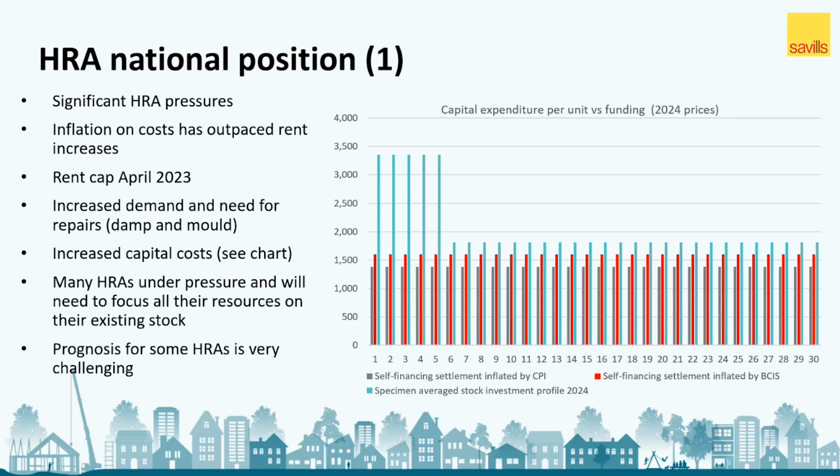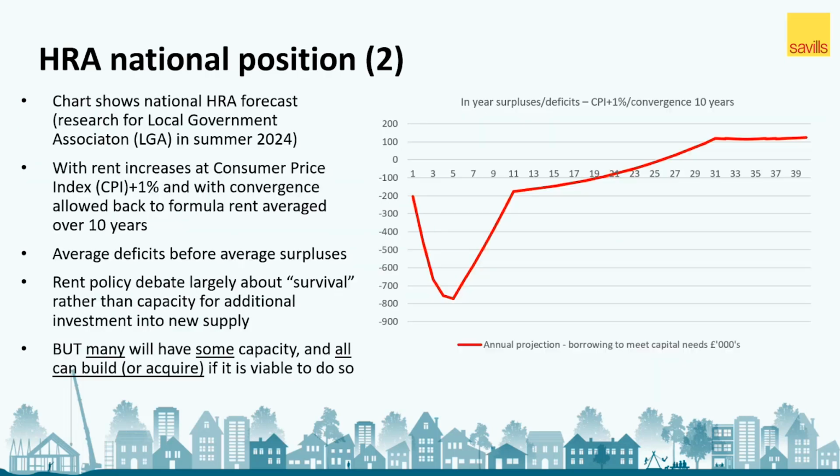And just to note that, notwithstanding authorities 1 and 2 in our examples, the prognosis for a very small number of HRAs is really quite challenging indeed, particularly in London and the big cities where there are lots of fire and building safety investment liabilities arising from having lots of new build and lots of tall buildings, high rise stock. So just to take that a stage further, the red line there shows the national HRA forecast that we did for the Local Government Association a few months ago.